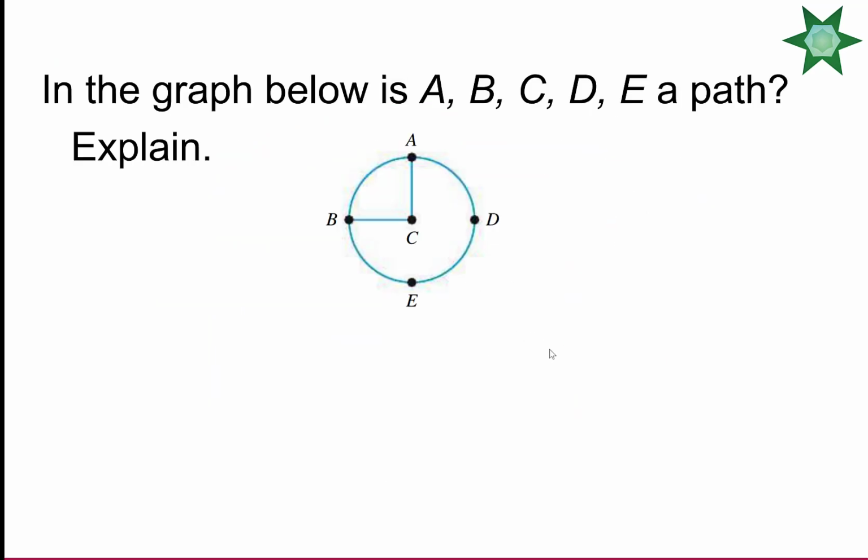In the graph below, is A, B, C, D, E a path? Explain why or why not. So let's trace it out and see. A, B, C, but there is no edge between C and D, so this can't be a path.